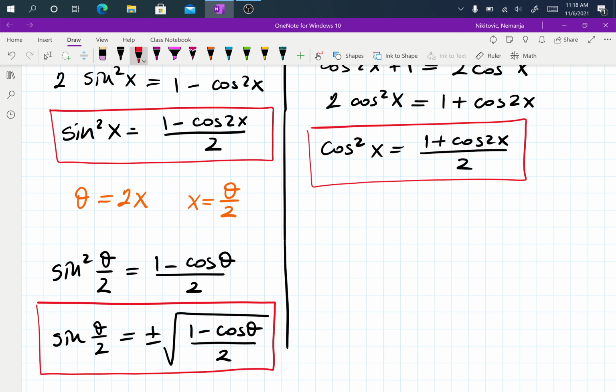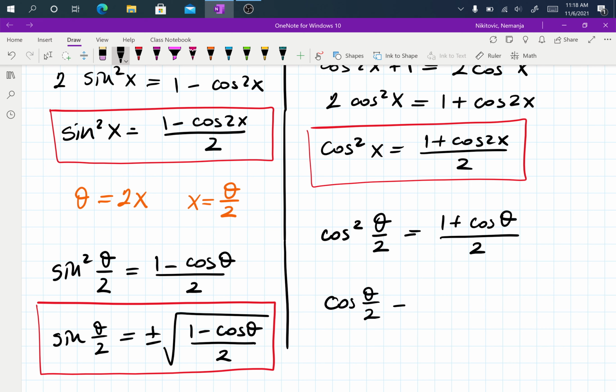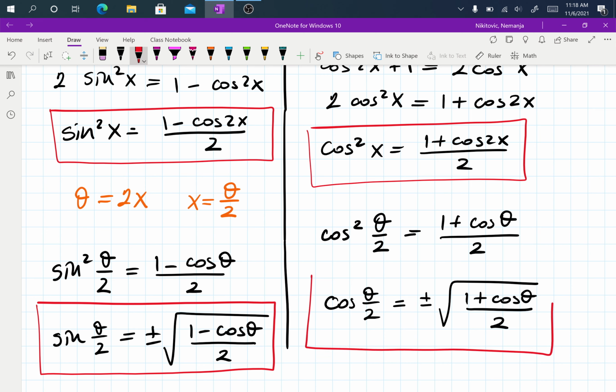Same method on the other side. We are going to replace cosine squared of theta over 2 with (1 plus cosine theta) divided by 2. Then we just take the square root of both sides, giving us cosine theta over 2 is equal to plus or minus the square root of (1 plus cosine theta) divided by 2, which is the other half angle formula.